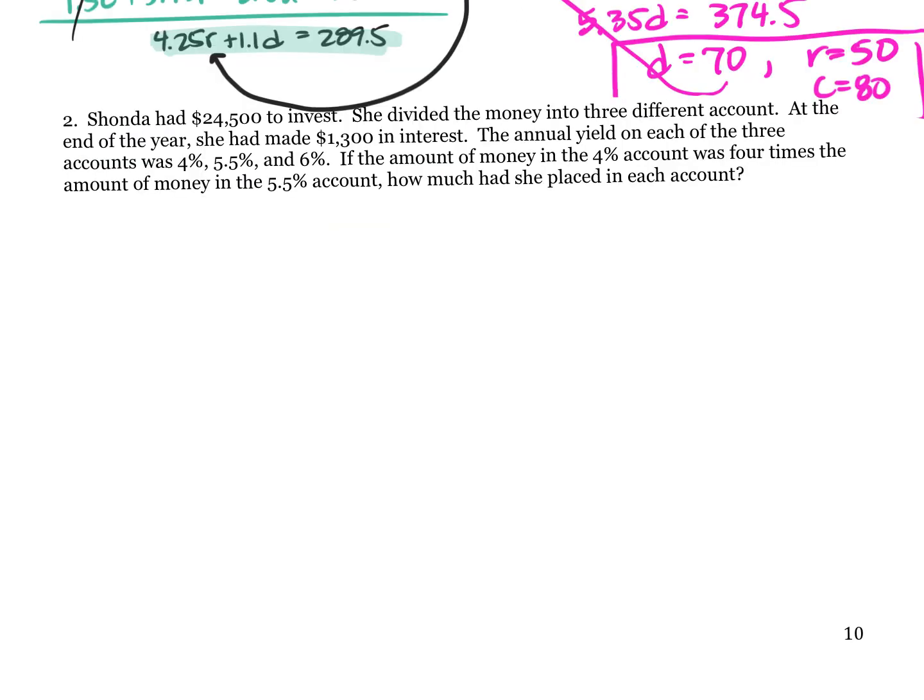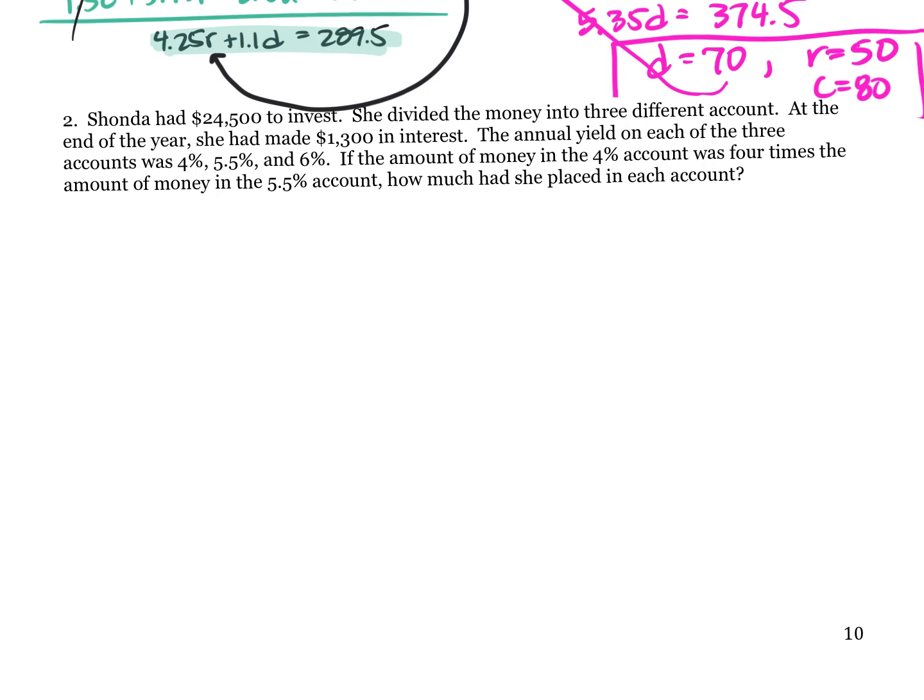All right, are we ready? Shonda was investing $24,500. The money went into 3 different accounts. At the end of the year, she had made $1,300 in interest. The annual yield on the 3 different accounts was 4, 5.5, and 6%. The amount of money in the 4% account was 4 times the amount of money in the 5. How much did she place in each account?